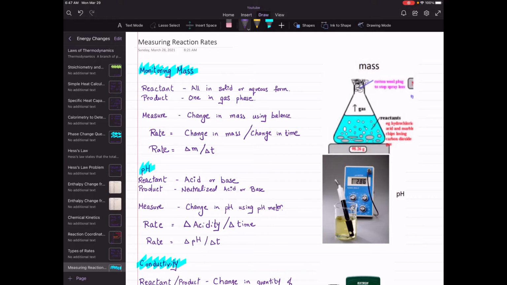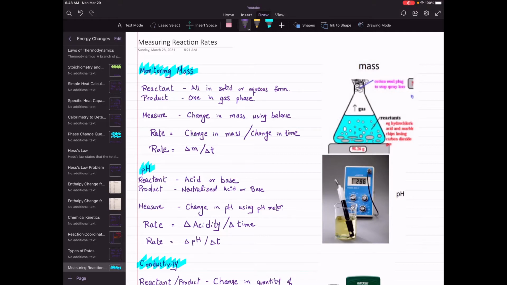And we can measure that mass change by placing this reaction on a balance. Right? So when this reaction is taking place, we have the solution sitting on top of the balance, so we can see how much mass is changing over time. And that will give us the rate, because the rate is going to be equal to the change in mass over the change in time, which is written as rate is equal to delta m, which is change in mass, over delta t, lowercase t, for time. And so that is monitoring mass.